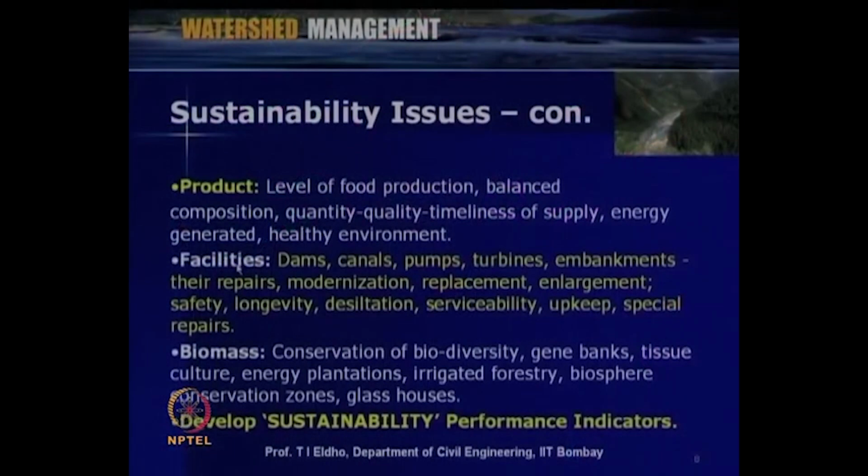So, then finally, the sustainability issues as far as the products, facilities and biomass are concerned. Some of the issues are listed here. The products coming out of a watershed or an area: level of food production, balanced composition, quantity and quality, timeliness of supply as far as various agricultural products are concerned, then energy generated, then a healthy environment. So, these are some of the sustainability issues as far as the products coming from a watershed or particular area are concerned.